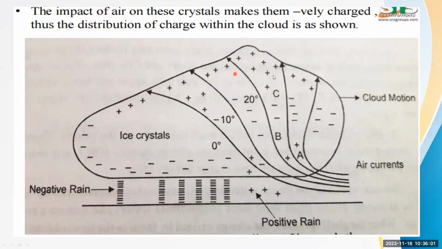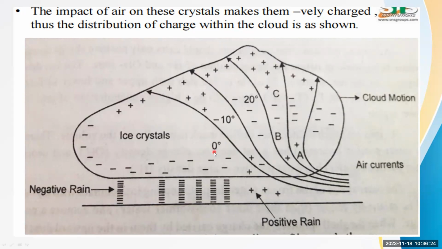And the temperature of this upper part of the cloud is very low because of the ice crystals present in this region. The impact of air on these crystals makes them negatively charged. This is the distribution of negative and positive charges within the cloud, and also the temperature.